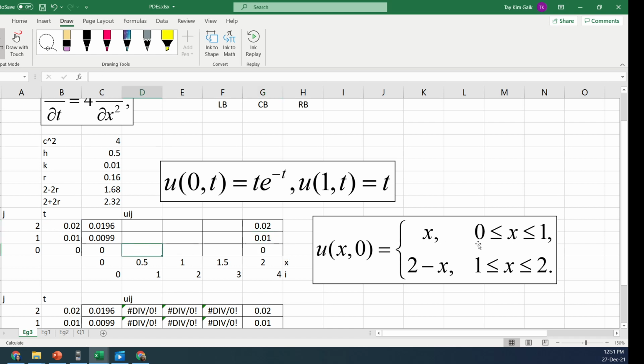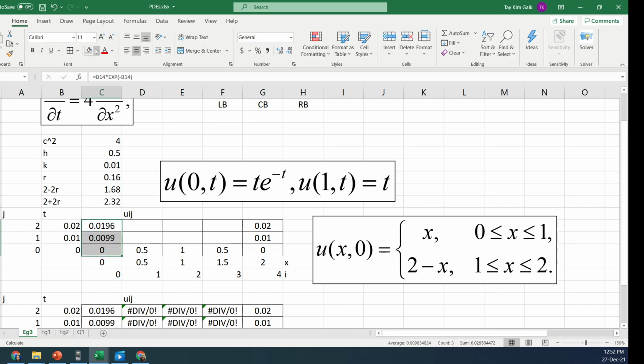The initial condition for x from 0 to 1 is equal to x, then from 1 to 2 is equal to 2 minus x. So you get back 1 finally. So here I fill up: this is the left boundary, here is the initial condition, and this is the right boundary condition. Now we want to solve for this cell, which is U12 because this is Uij. Sorry, this is U11 here.